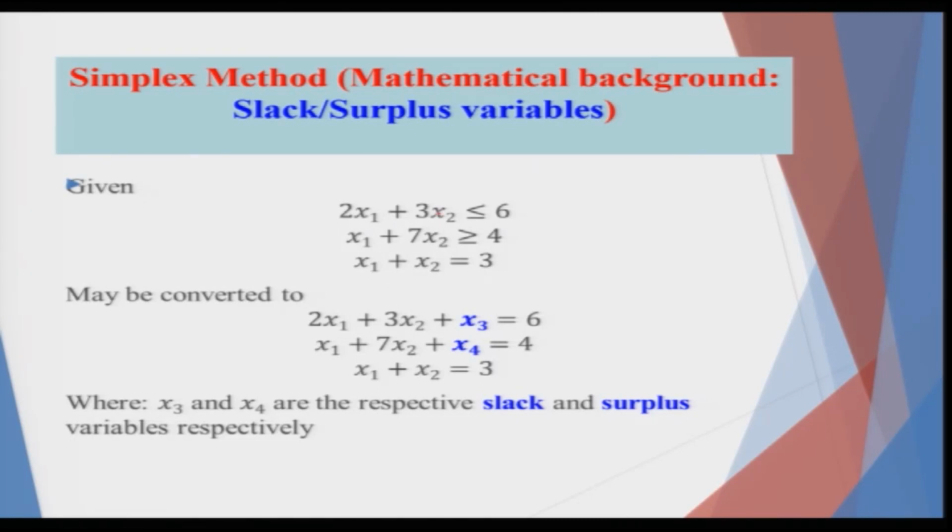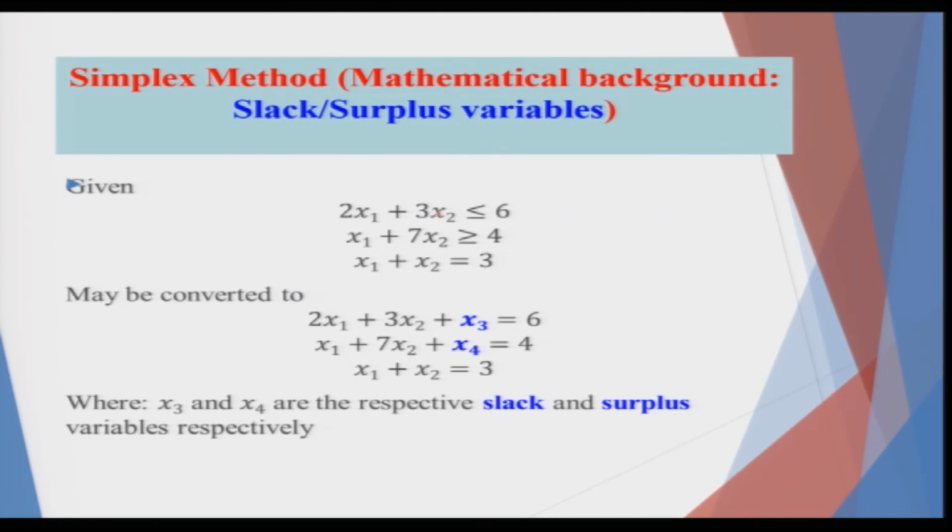Now, look at it very carefully. If you had an equality sign in the first and second equations, and the third equation was not there, your actual equations would be 2x1 plus 3x2 is equal to 6, x1 plus 7x2 is equal to 4. You solve the problem, get unique solutions x1 and x2, your simultaneous equation is solved and you are happy. Now, consider that these inequality signs come in.